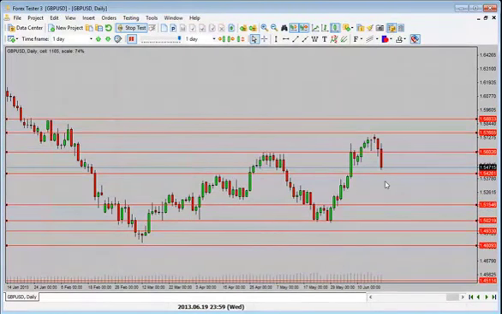Okay, so now we have a big bearish candle close. So the momentum has now shifted to the downside. So bias has shifted to bearish. What do we expect the price to do from here?